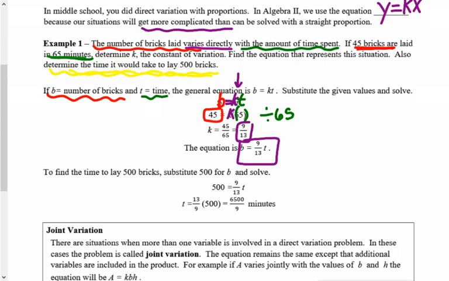So in this one, we know B is 500, so I'm going to plug in 500 for B, and then to solve for T, I would multiply 500 by 13 over 9, which gives me T is 6,500 over 9 minutes. You could also turn that into a decimal. We just usually leave it as a fraction though. You should be able to do these without a calculator, but because the math sometimes gets bigger multiplications, we'll let you use a calculator on it. All right, so that's direct variation.